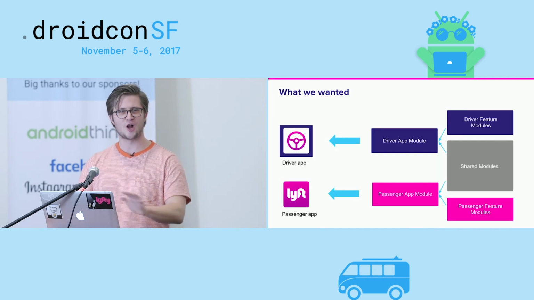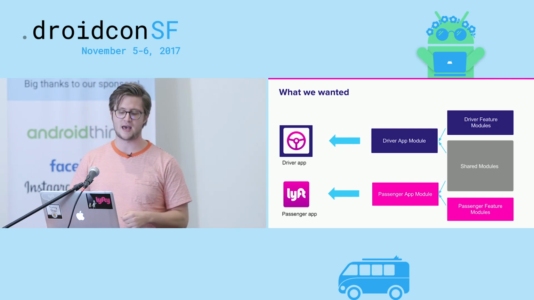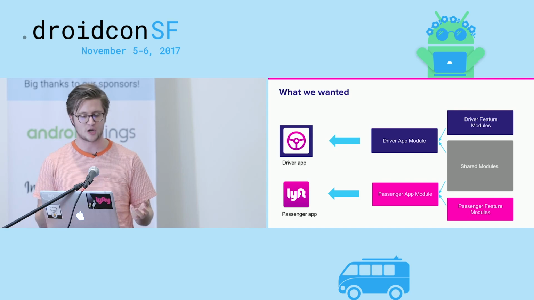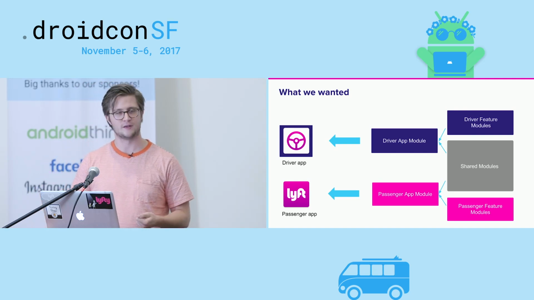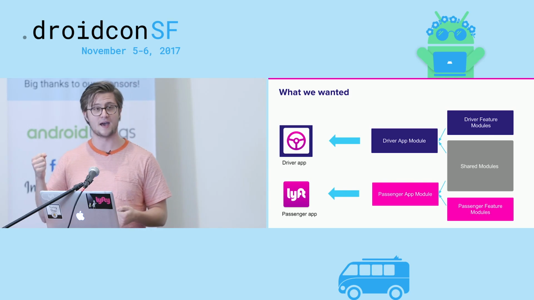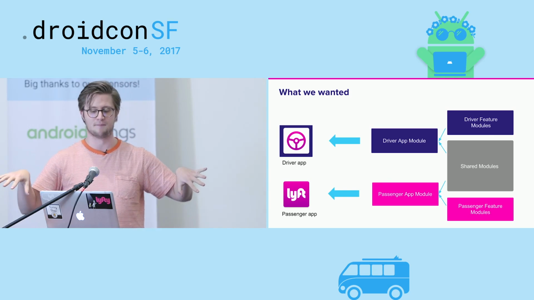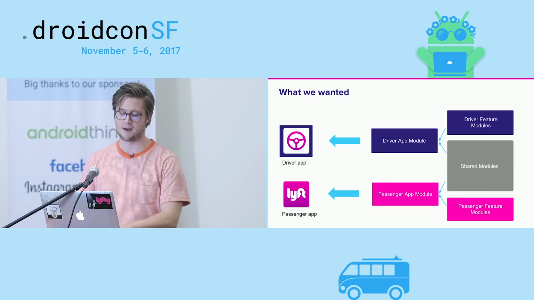All right, so I'm going to start off with the golden vision of what we wanted to end up with for our two apps. We wanted to have a driver app module that took in driver feature modules as well as some shared modules and created a driver app. And we wanted to have a passenger app module that took in some passenger features and shared components and created the passenger app. So completely separate, a separate module tree here that then produced two distinct apps.